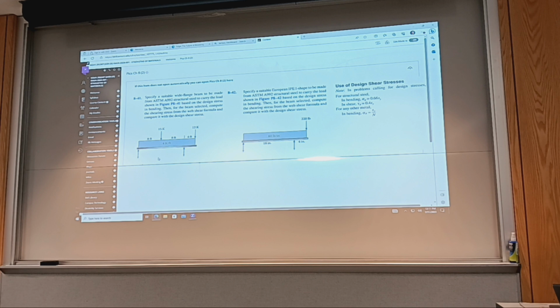Okay, so it says specify suitable wide flange. This is an inch series wide flange beam made from ASTM A992 structural steel to carry the load in the figure.